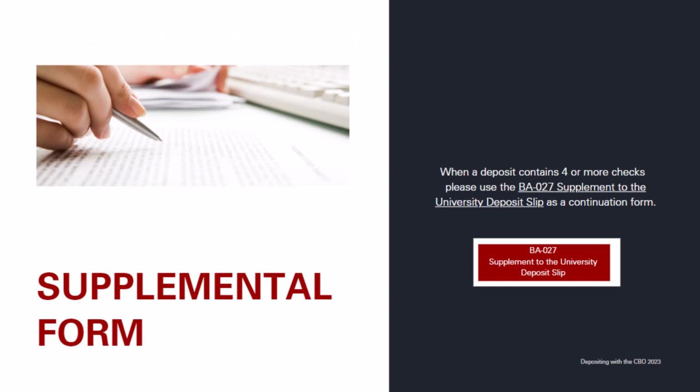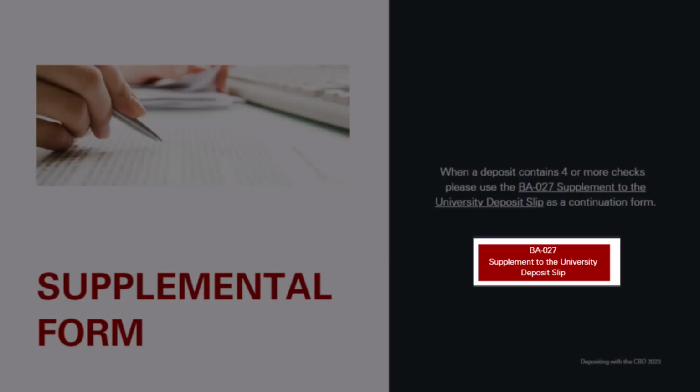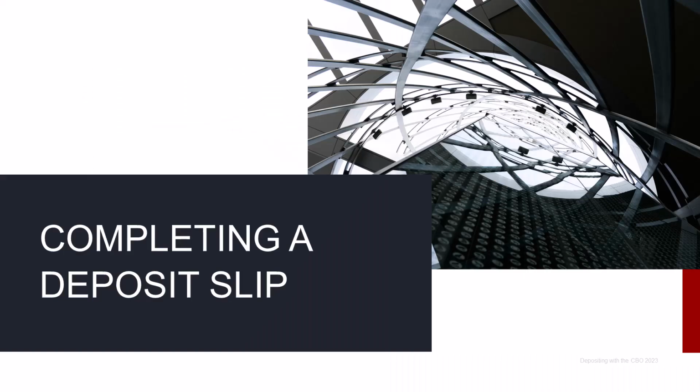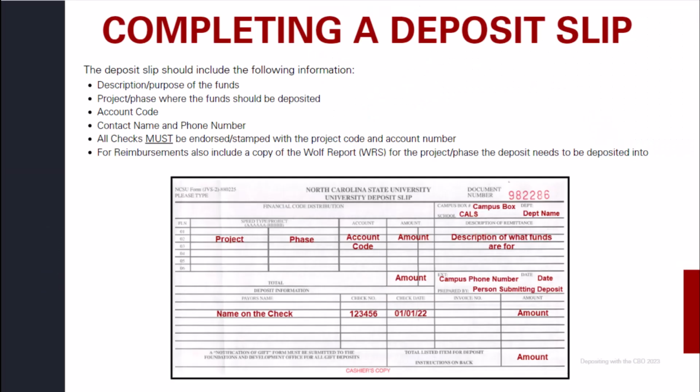If your deposit contains 4 or more checks, then you can use the BA027 supplement to the university deposit slip as a continuation form. The form is linked here for your convenience. Next, let's review how to properly complete a deposit slip. A fully legible deposit slip is required to accompany every deposit. A template of a completed deposit slip is provided here for you.